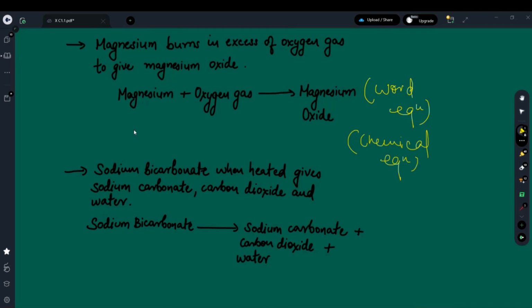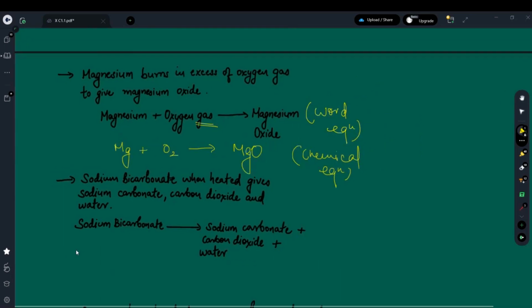Okay, so magnesium translates to Mg. Oxygen gas translates to O2. Anywhere where gas is written, that gas tends to be either diatomic or triatomic, depending on the substance. We have learned all of this in grade 9, but we are now utilizing it. So Mg plus O2 gives magnesium oxide, which is MgO. I know all of us have written this down, so it's fairly simple. Please write it down.